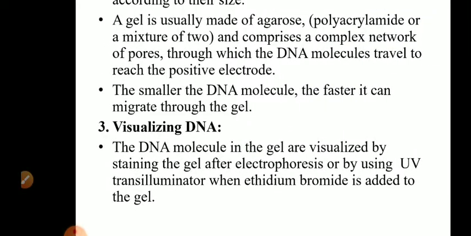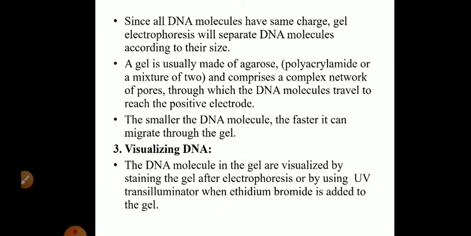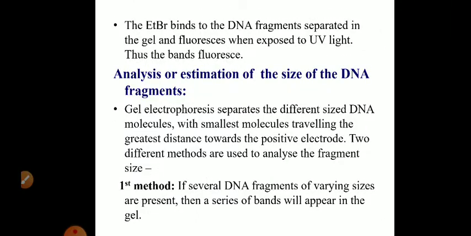And once electrophoresis is over, we have to visualize the DNA, see the DNA, right? The DNA molecules in the gel can be visualized by staining the gel after electrophoresis or by using a UV transilluminator. If you have added ethidium bromide in the gel, you can use a UV transilluminator where the DNA bands will fluoresce and you can see the bands. The ethidium bromide binds to the DNA molecules separated in the gel and it will fluoresce when it is exposed to UV light, right? So the bands of DNA will fluoresce.